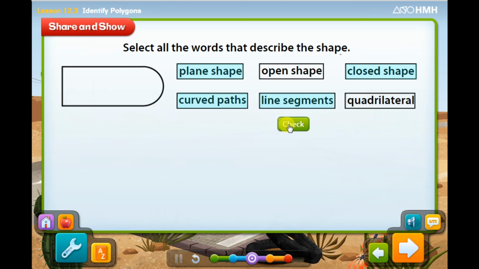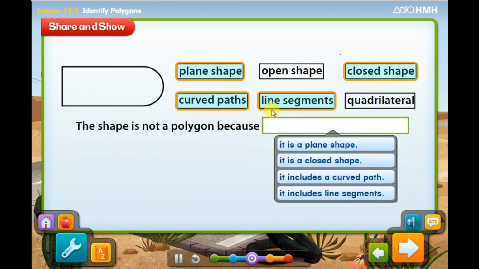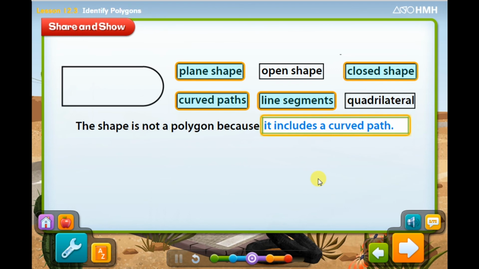So let's check. That's right. The shape is a plane shape, and it is a closed shape. The shape has both curved paths and line segments, which best explains why the shape is not a polygon. Why is it not a polygon again? Because it has a curved path. That's right. The shape is not a polygon because it includes a curved path.